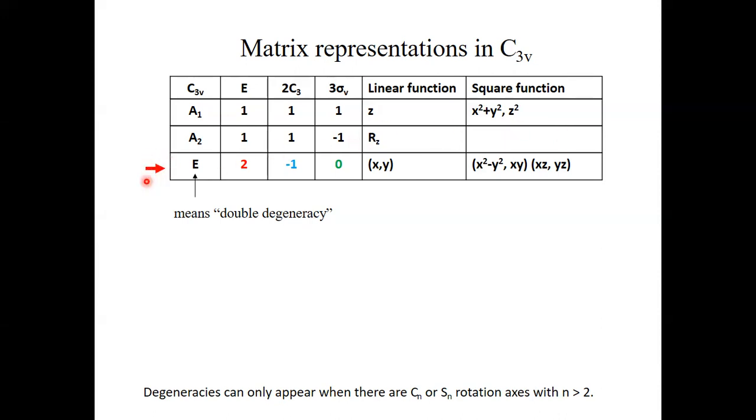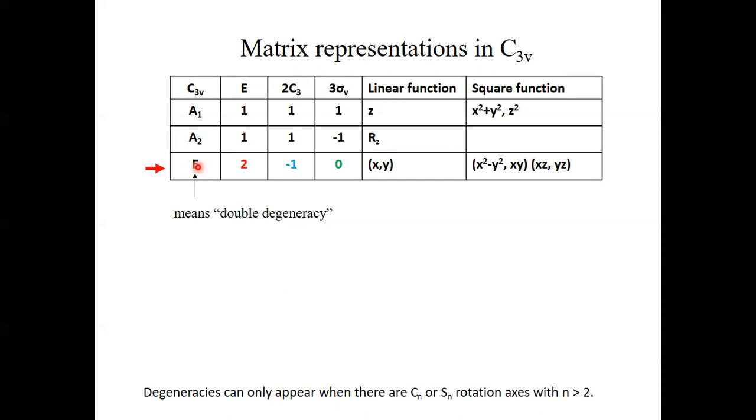Last but not least, we have the symmetry type E. The symmetry type E we did not encounter before. The letter E stands for double degeneracy. Note, we should not confuse this E with that E, which stands for identity. So a symmetry type E means that we have a symmetry type which is double degenerate. So what does that mean?